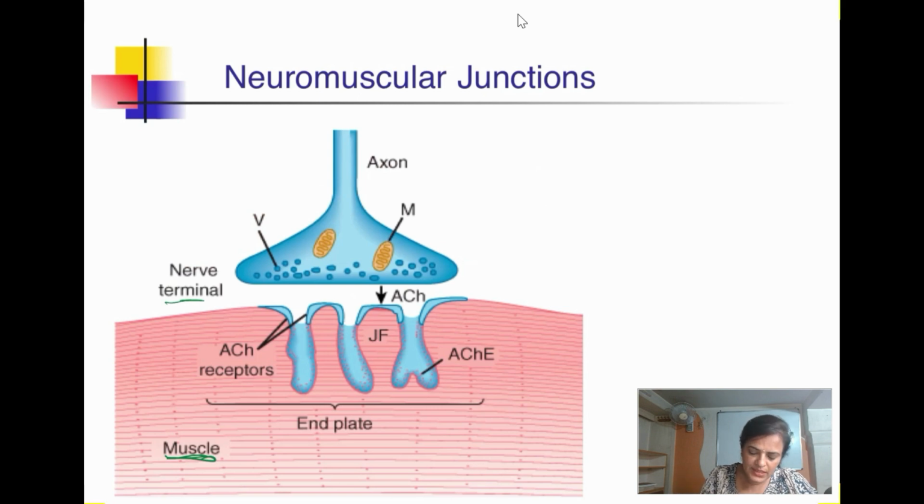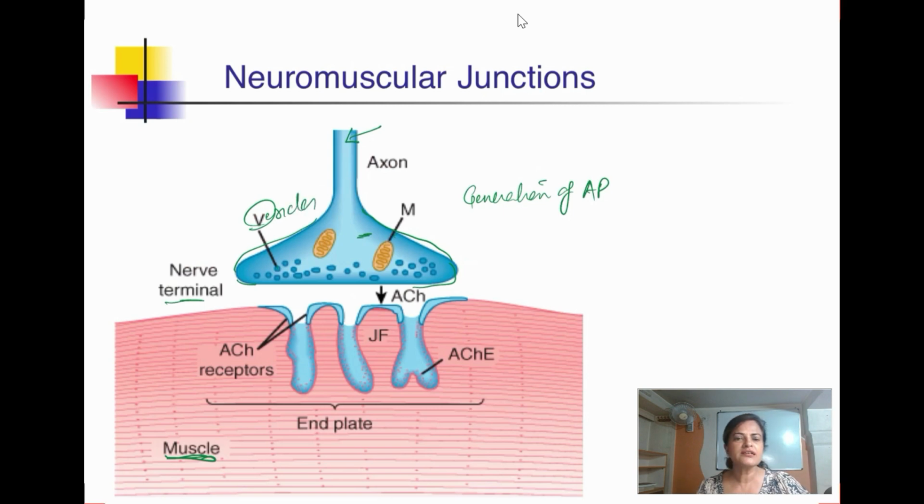So what happens? There is the initiation of the impulse. That impulse is going to reach here at the motor end. There is a generation of action potential. Once there is a generation of action potential here, then what will happen? These are the vesicles. V stands for vesicle. And these vesicles contain an important neurotransmitter, that is ACh, acetylcholine.